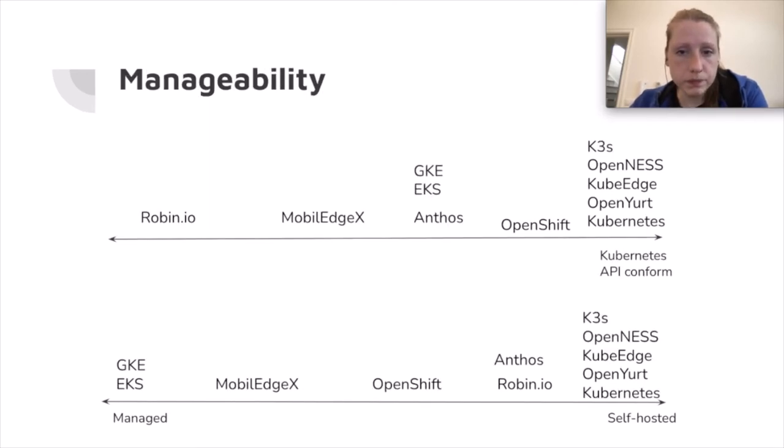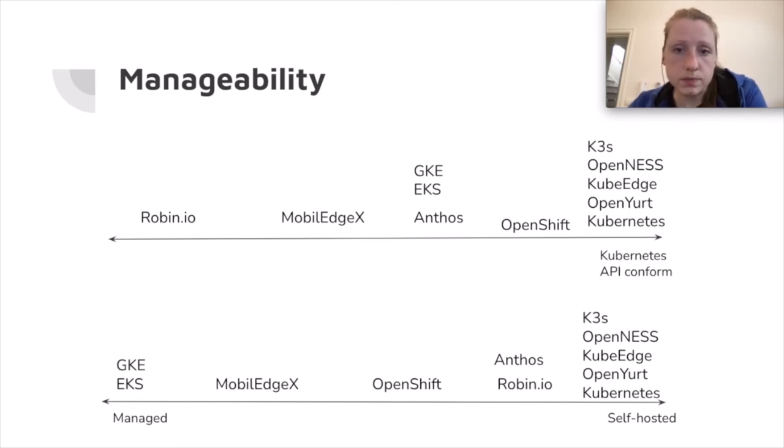For the manageability, the more Kubernetes API conformant one of these options is, the easier it will be for you to switch from one platform to another. If you're running pure Kubernetes, you should be able to switch to all of the available options here, but it might not always be the other way around. For example, with OpenShift, if you have OpenShift-specific YAML or resources, you might not be able to just go left to right to Kubernetes. Robin.io has bundled workloads in a different way than the traditional deployments on Kubernetes, so this might also not be the easiest to switch away from or to.